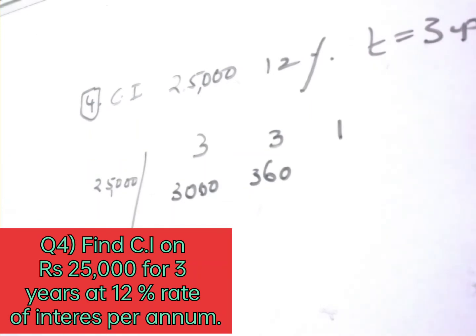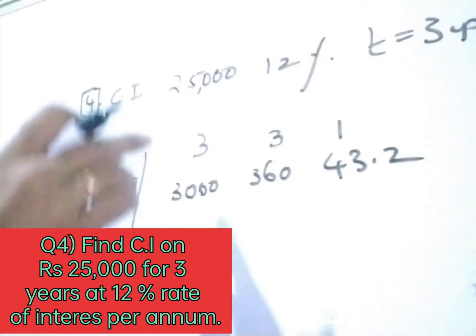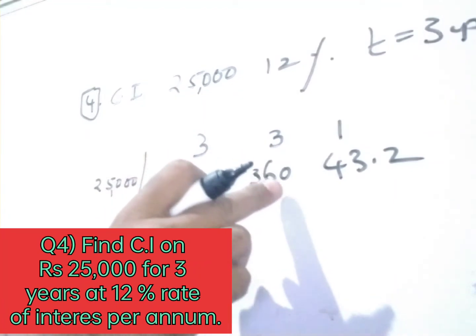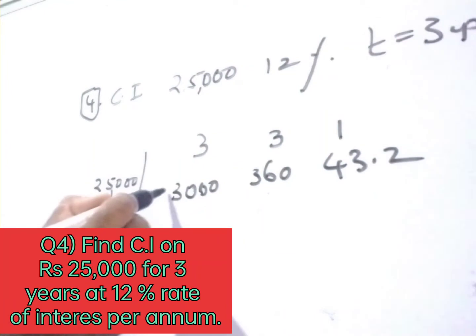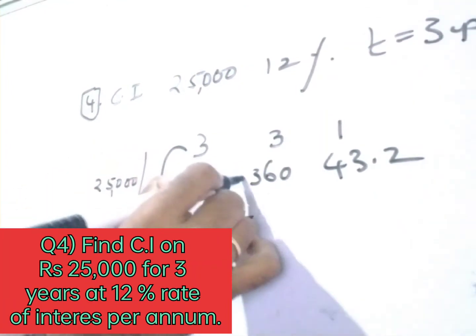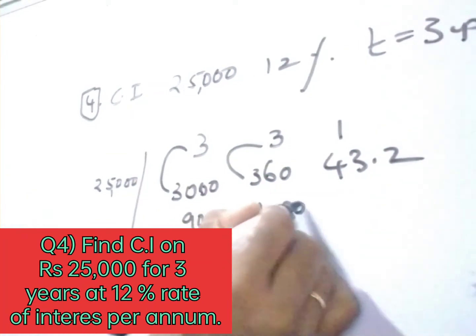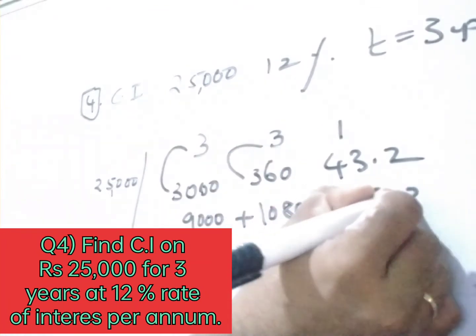36 plus 7.2, 43.2. So for 25,000, 12% is 3,000. 12% for 3,000 is 360. 12% for 360 is 43.2. Now the next step is multiply: 9,000 plus 360 into 2, 1080, plus 43.2 into 1, 43.2.